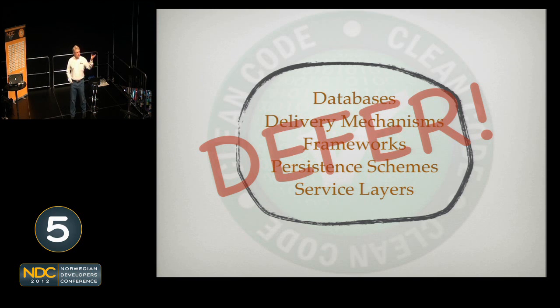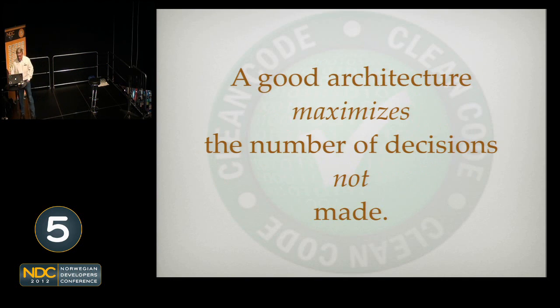In an iteration zero, the kind of tools you want to get working are the source code control system. You probably ought to figure out what language you're going to use. That is an important decision. And you ought to be thinking about how you are going to defer all those other decisions. How are you going to construct a system that allows you to delay as long as possible all those other decisions? A good architect maximizes the number of decisions not made.